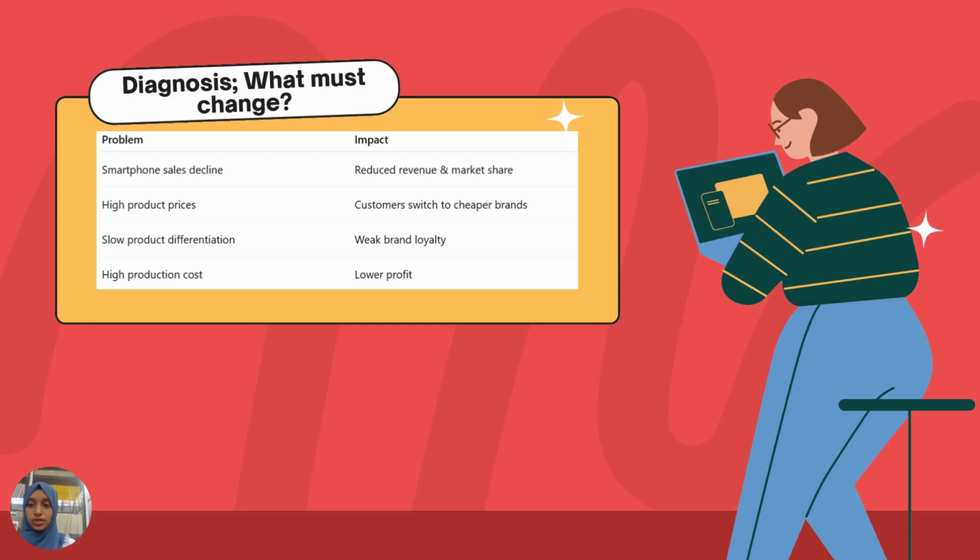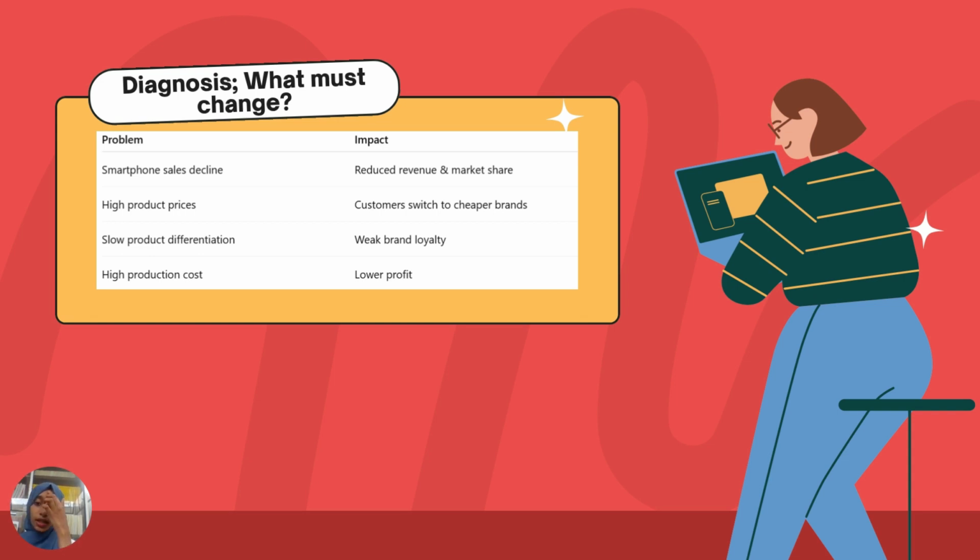Now let's talk about the diagnosis. What must change in this? Our number one problem is the smartphone sales decline, and the impact of that is reduced revenue and market share. That is, fewer units sold means less income and a smaller presence in the market. This indicates the need to attract more customers or release more competitive models.